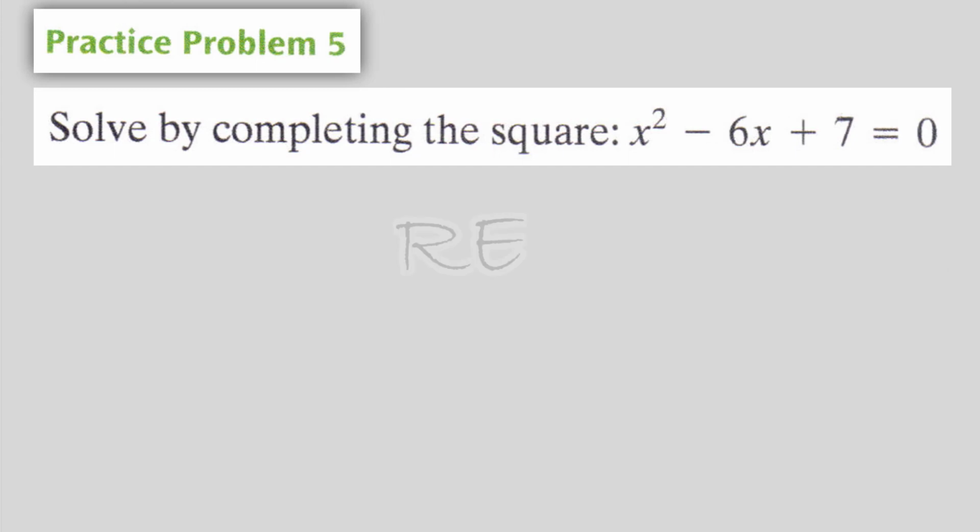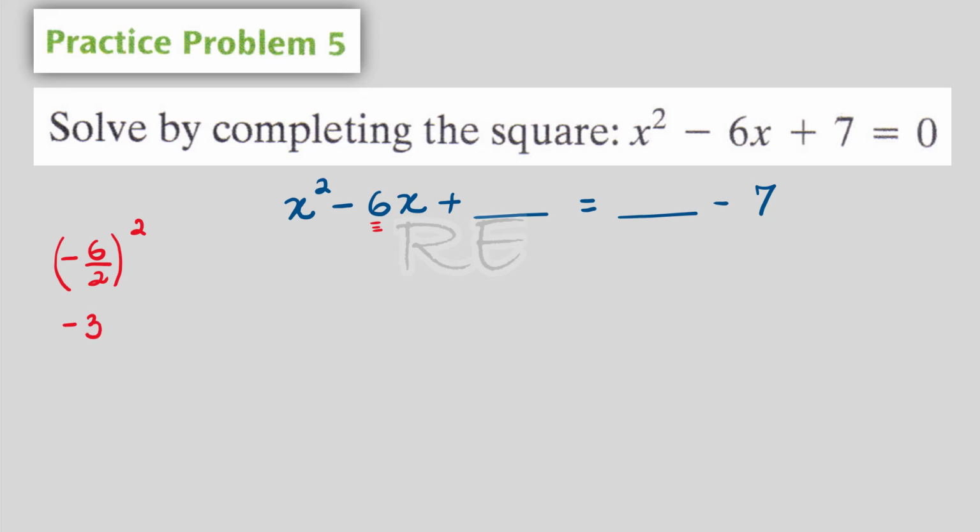x squared minus 6x plus 7 is equal to 0. We subtract 7 from both sides, and completing the square means adding the piece that will make the left side a perfect square, and we're going to add it to both sides. That missing piece is negative 6 over 2 squared, which is negative 3 squared.